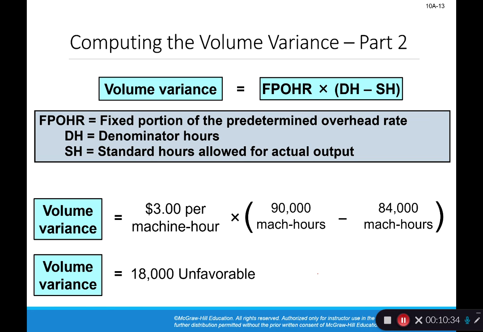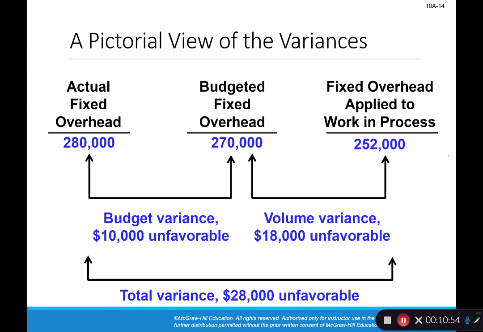We can also calculate it by taking the rate and then comparing our denominator hours and our standard hours allowed, which is effectively SQAP. I don't care for any of this. This is the approach I would take each and every time. I love my 3-column approach.